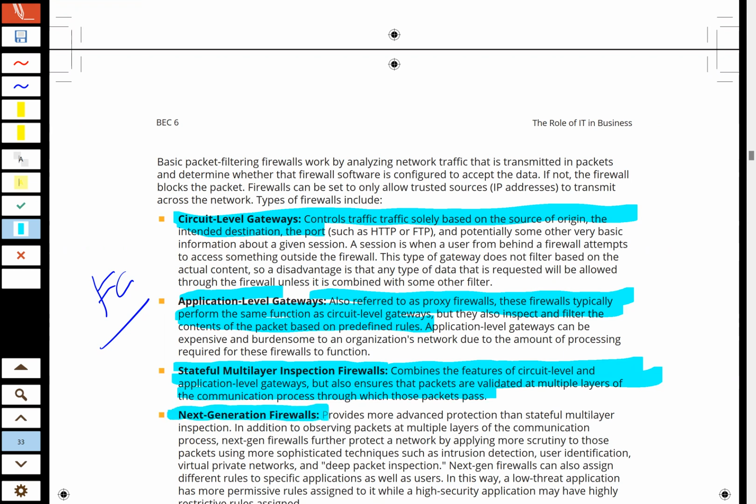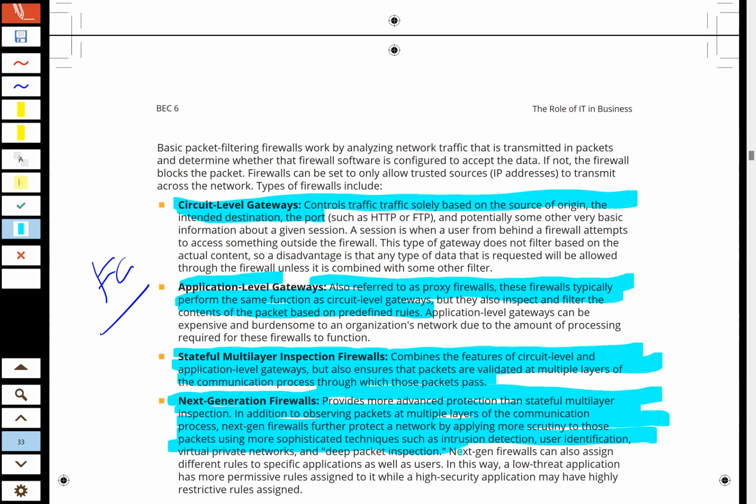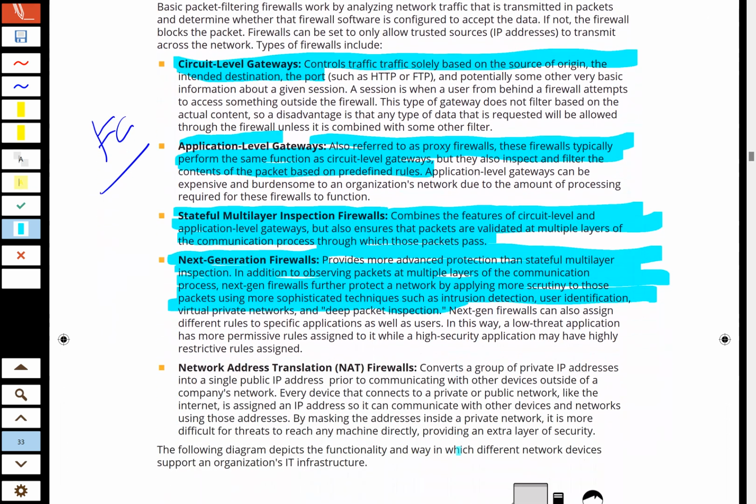And then next generation firewalls provide more advanced protection than stateful multi-layer inspection, in addition to observing packets at multiple layers of communication. Next generation firewalls further protect by applying more security to those packets using more sophisticated techniques. Okay, so go ahead and flashcard those very specific discussions of firewalls.